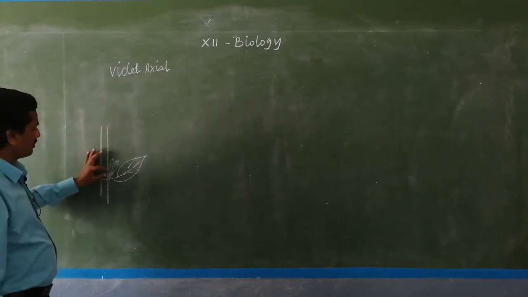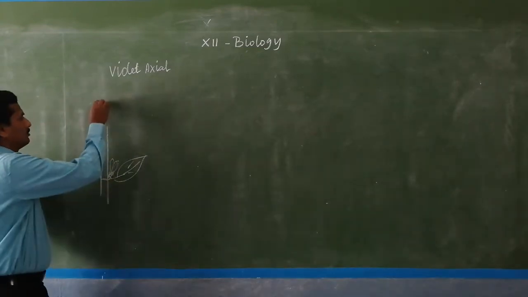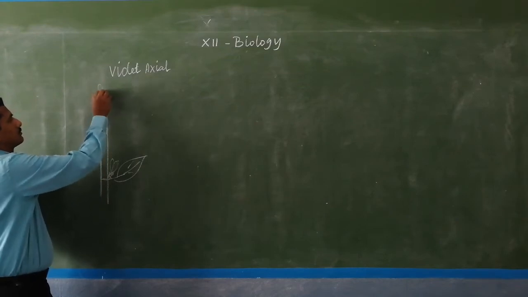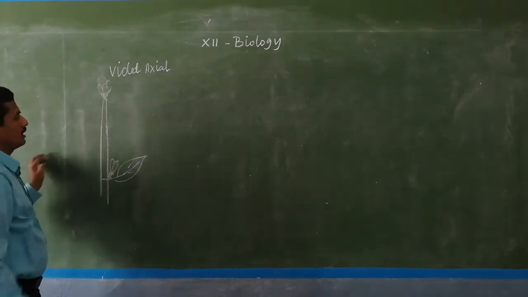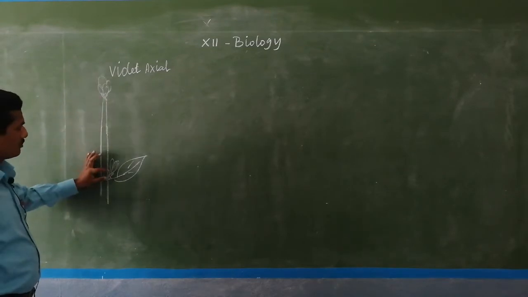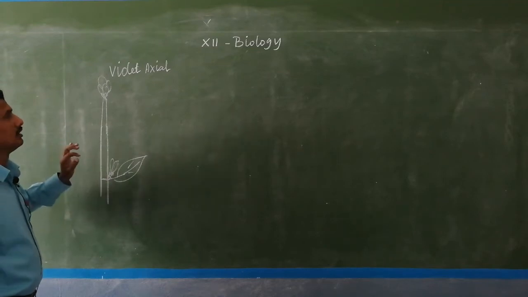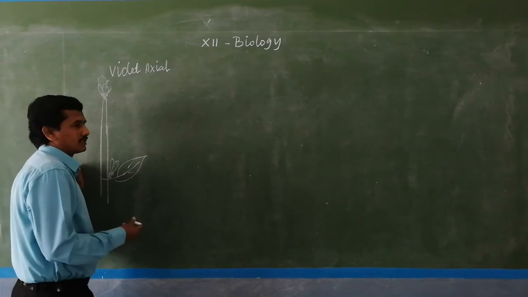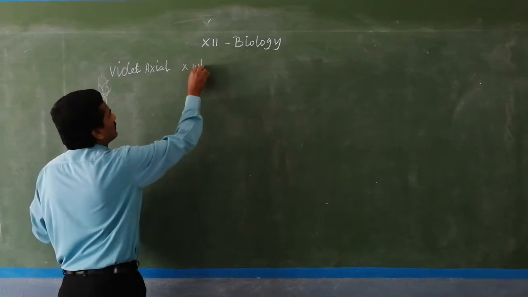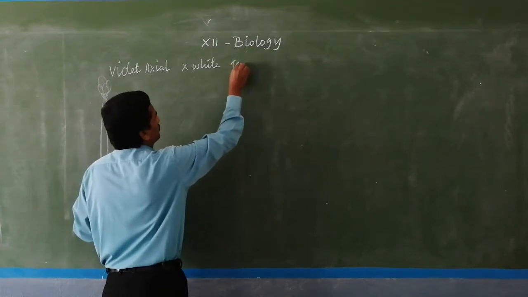Axial flowers means the bud is developed from this axil. This is axial flower, and terminal flower means the buds are developed at the tip of the plant. If the bud or flower is developed at the tip of the plant, that is terminal flower, and if it is developed from the node region of the plant, that is axial. Here we take violet colored flower with axial position and, opposite, white colored flower with terminal position.